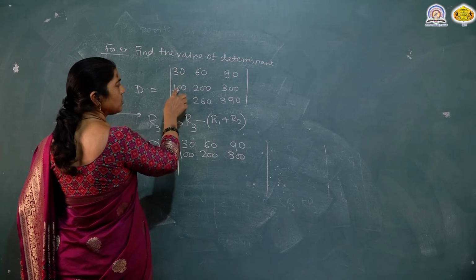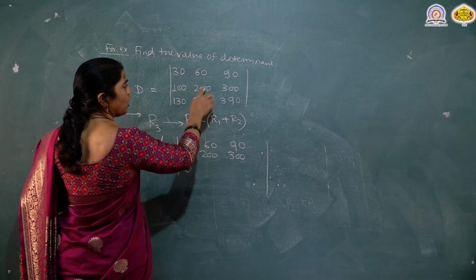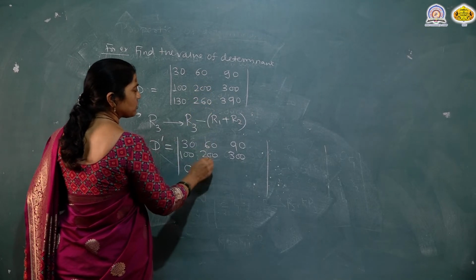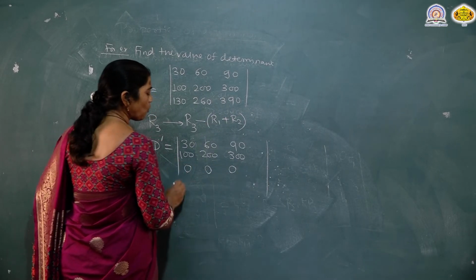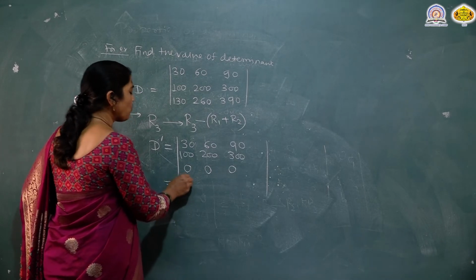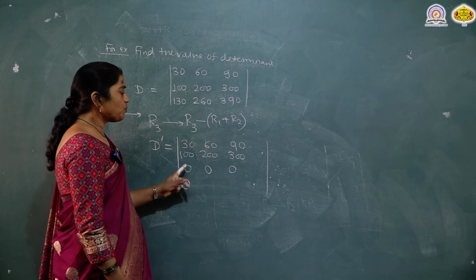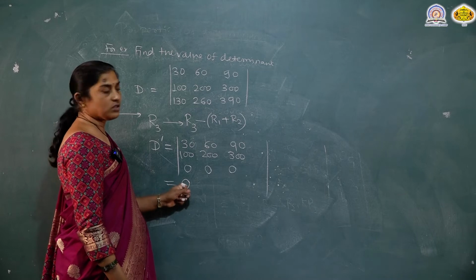30 plus 100 is 130, 130 minus 130, 0. 200 plus 60, 260, 260 minus 260, 0. Similarly, this will be 0. And because all the elements of one row are 0, obviously the value of the determinant is 0 because the total row is 0. So, by observation, you are able to get the value of the determinant.